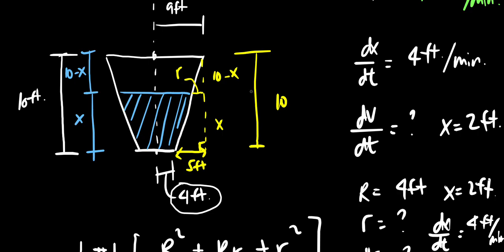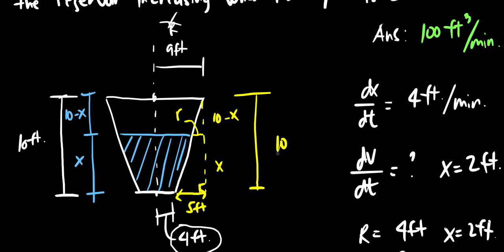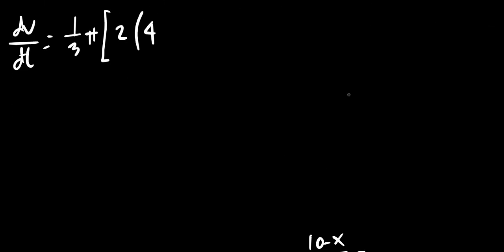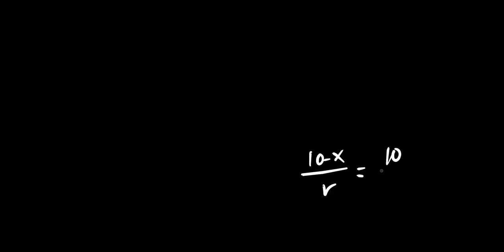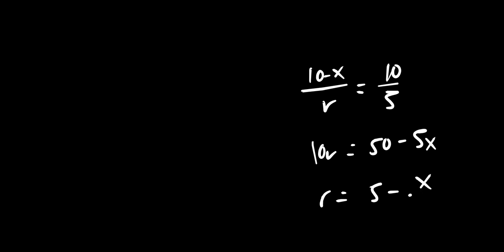So by similar triangles, we have 10 minus x all over r is equals to 10 all over 5. So by simplifying, we have 10r is equals to 50 minus 5x. So r is equals to 50 divided by 10, which is 5 minus x over 2. So this is now our value for r.